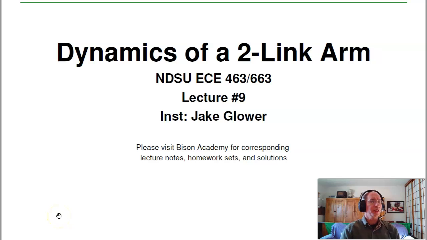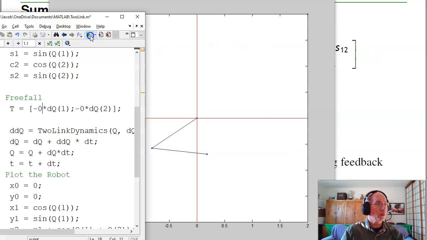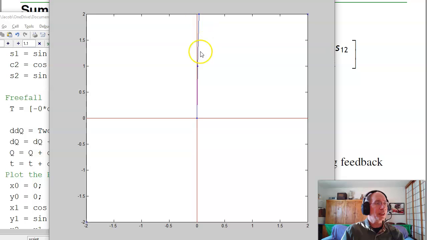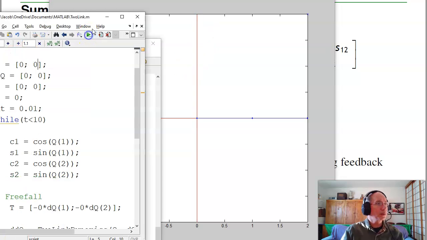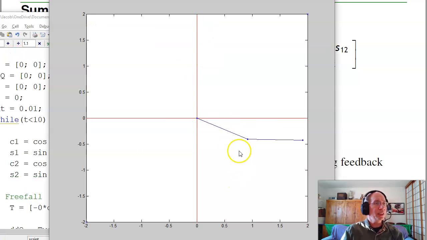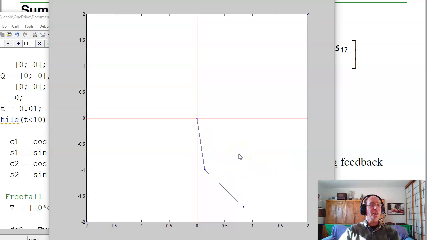Welcome to lecture number 9 for ECE 463 Modern Control, Dynamics of a Two-Link Arm. Now where we want to get to at the end of this lecture is to be able to simulate a two-link arm as follows. This is kind of like your shoulder and elbow.